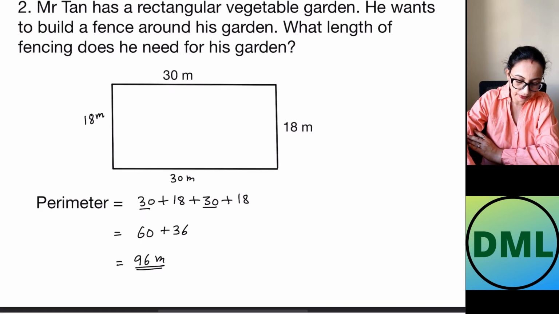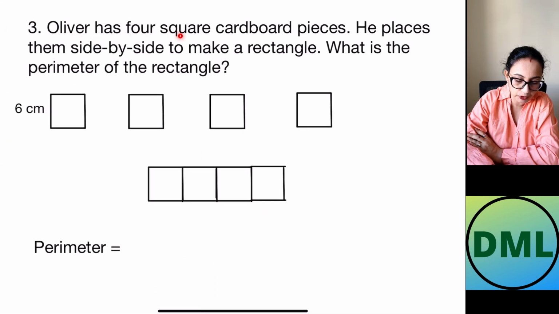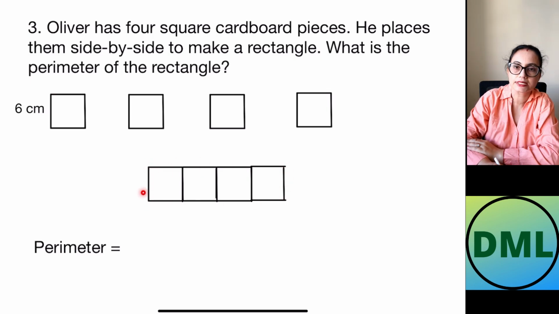Let's see one more example. Oliver has 4 square cardboard pieces. He placed them side by side to make a rectangle. What is the perimeter of the rectangle? This is the square you have and the side is 6 centimeters. Because this is a square, all the sides are 6 centimeters. You have 4 squares and you are joining these 4 squares like this. I joined them and made a rectangle out of that. You need to calculate the perimeter of this rectangle.